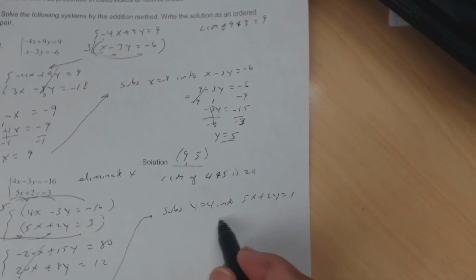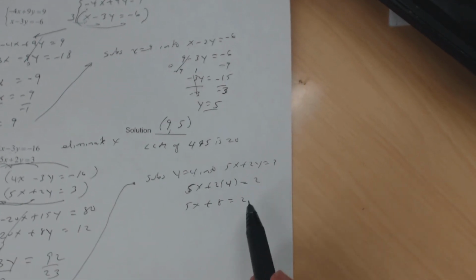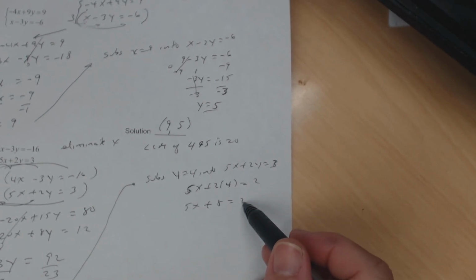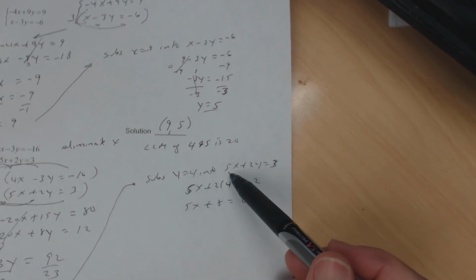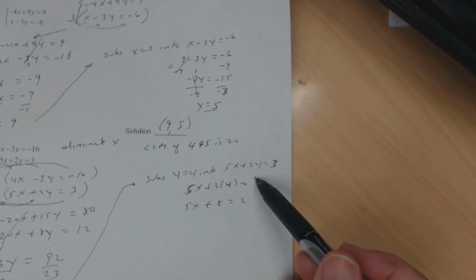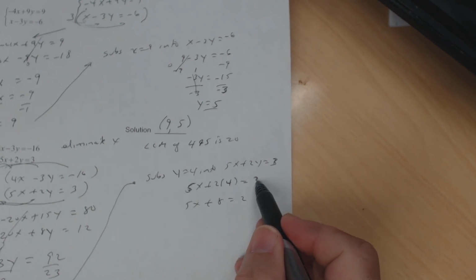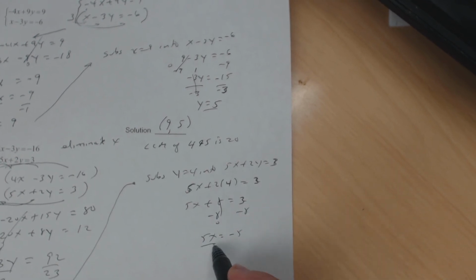Where we see the y, you plug in 4. So I get 5x plus 2 times 4 equals 2. 2 times 4 is 8. Let me make sure I'm doing this right. Looks like I'm going to get a fraction here, but I'm just verifying. Oh, that's a 3. Sorry, always double check. I messed up, it's a 3 here. Then subtract 8 from both sides. I get 5x equals negative 5. Dividing both sides by 5, I get x equals negative 1.